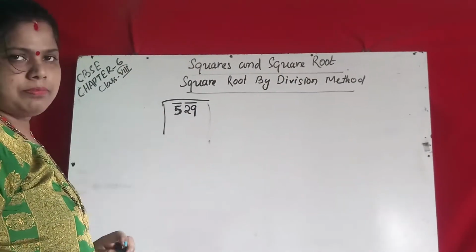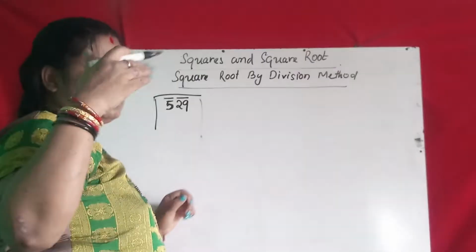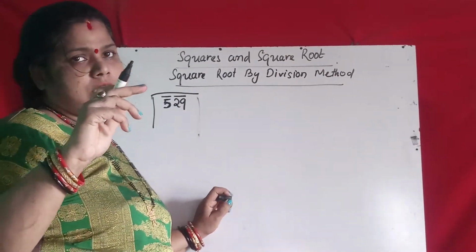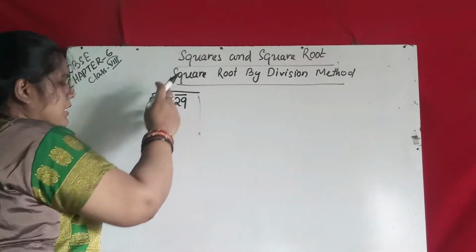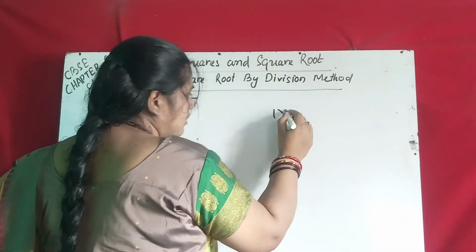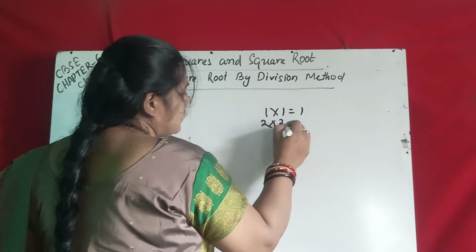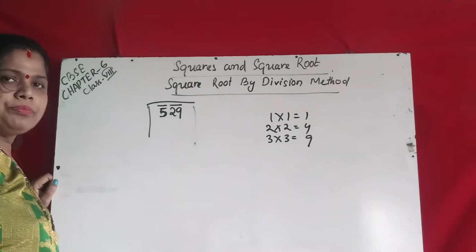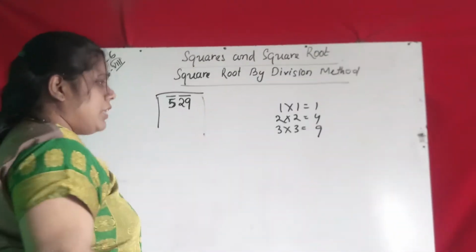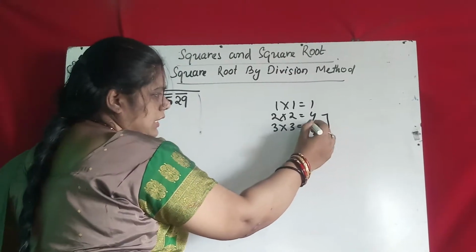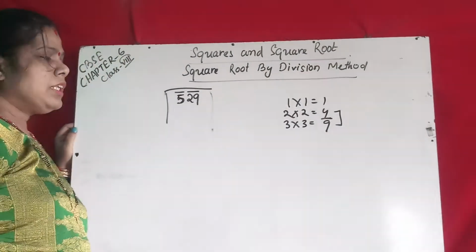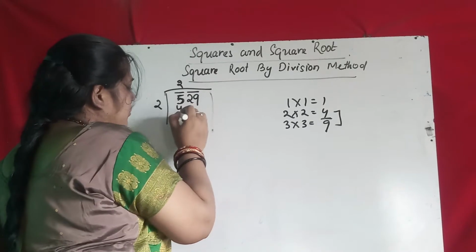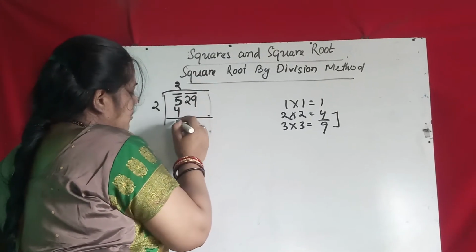The first number is 5. Think of a number whose square is 5 or less than 5. 1 times 1 is 1, 2 times 2 is 4, 3 times 3 is 9. But our first number is 5, so 5 lies between 4 and 9. So we take 2, the smaller number: 2 times 2 is 4. Write 2 above, and subtract: 5 minus 4 is 1.